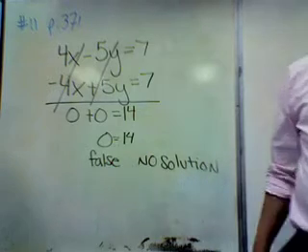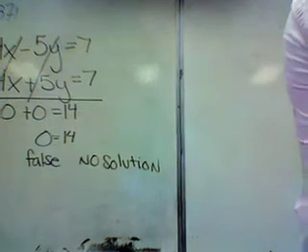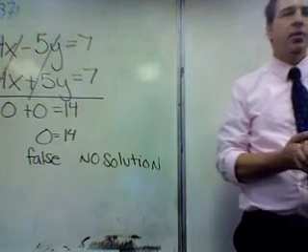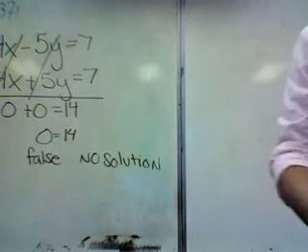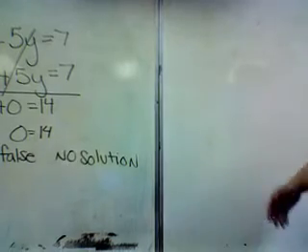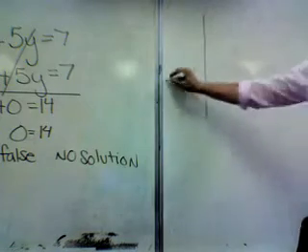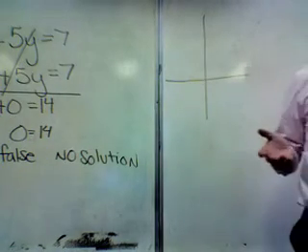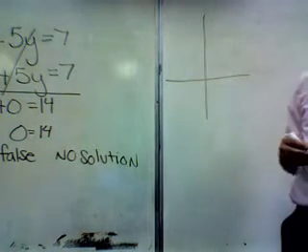And what does that look like on a graph? Anybody have any idea what that might look like on a graph? Well, what does it mean to have a solution? To have an X and a Y. In other words, to find a point where the two lines meet, where they cross. Well, in this case, are they going to meet anywhere? In what situation are there lines, but they don't meet? Parallel lines. Good job, Chase.